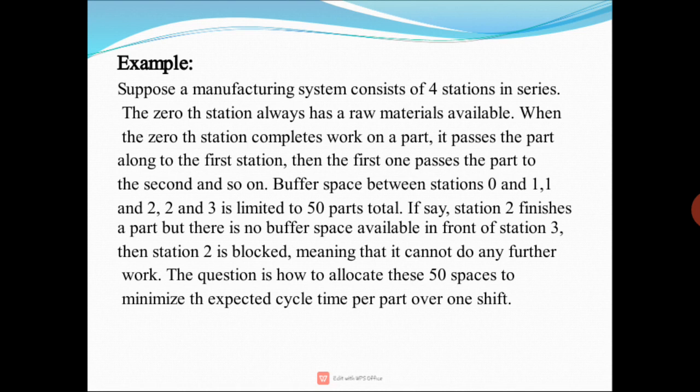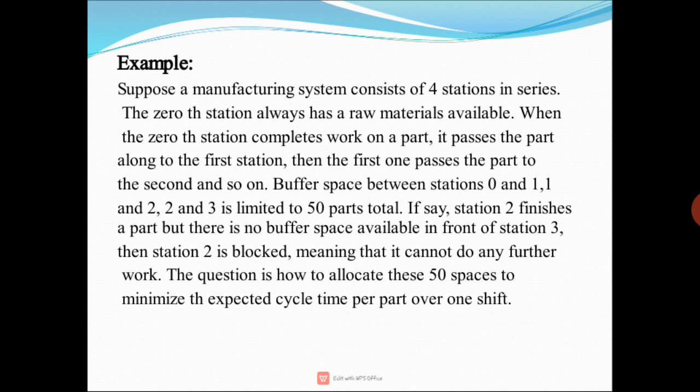Suppose a manufacturing system consists of 4 stations in series. The 0th station always has raw materials available, where the stations are numbered 0, 1, 2 and 3. When the 0th station completes work on a part, it passes the part along to the first station. Then the first station passes to the second and so on. Buffer space between stations 0 and 1, 1 and 2, and 2 and 3 is limited to 50 parts total. Buffer space is nothing but where we can store raw materials.